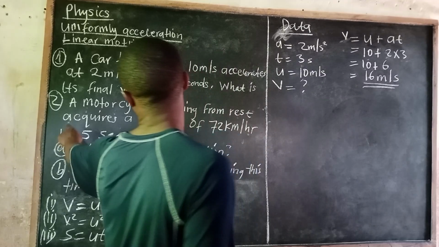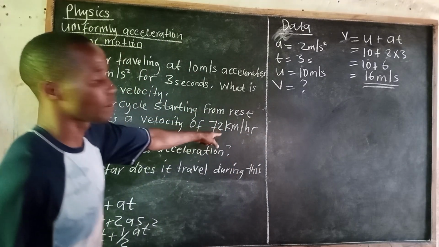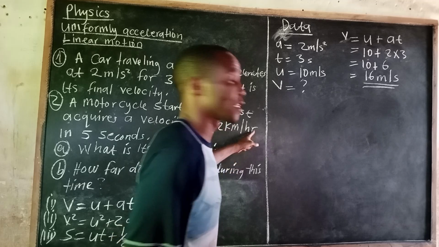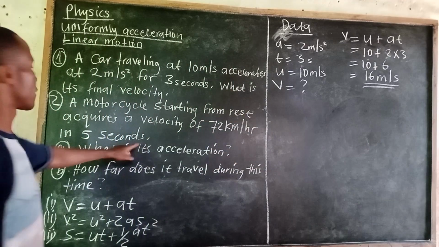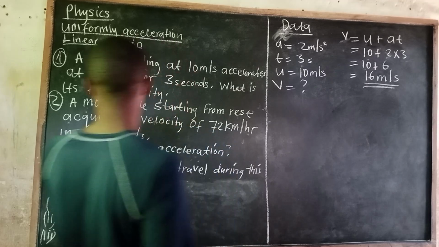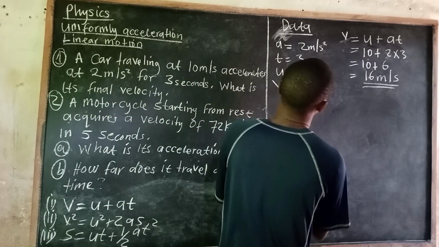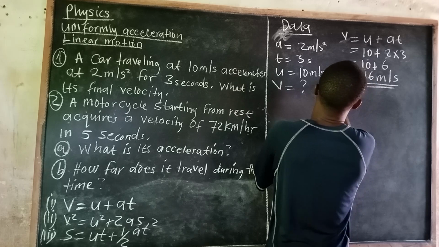Then we come to question number 2. A motorcycle starting from rest acquires a velocity of 72 kilometers per hour in 5 seconds. Again here we can collect data, because the question says, what is its acceleration? So first of all, the formula for acceleration, we know that this is formula 1.